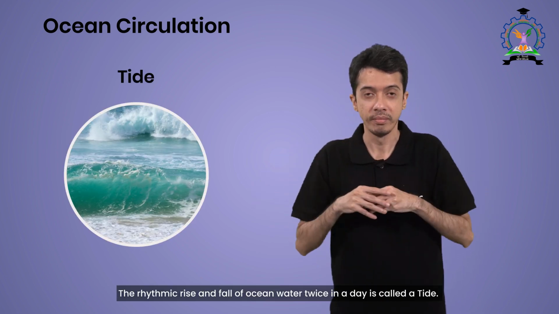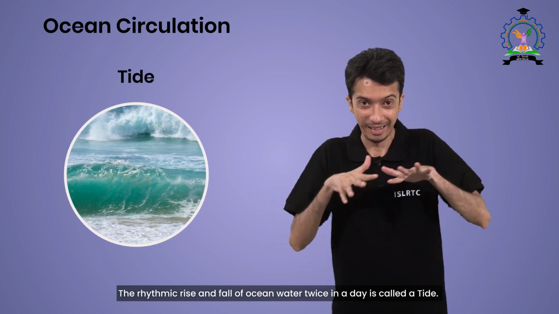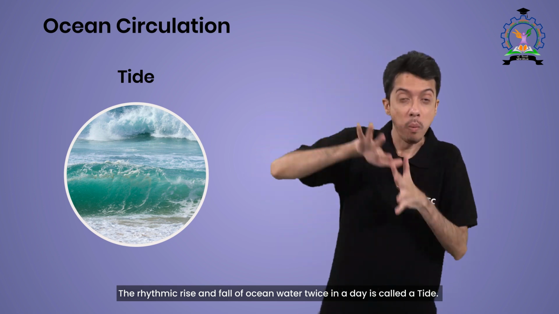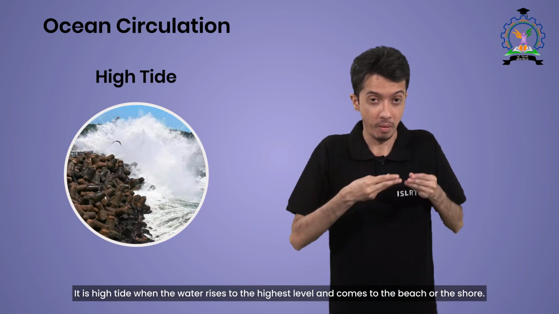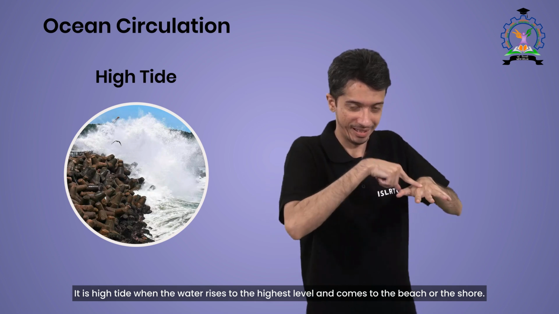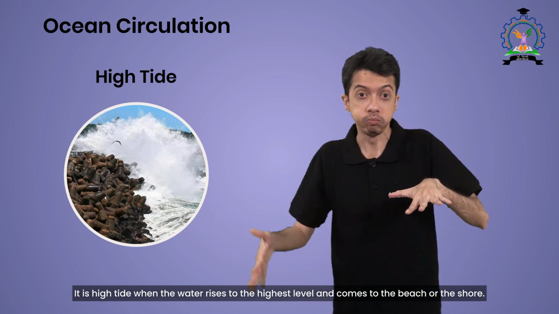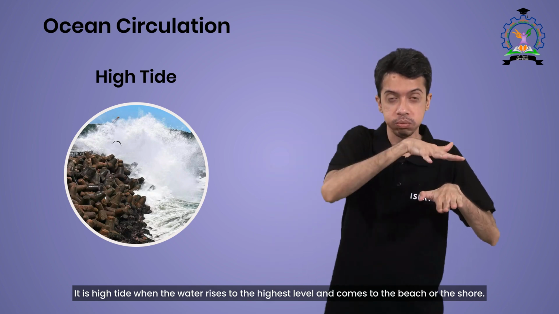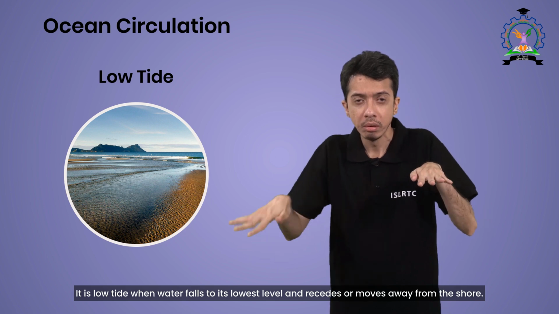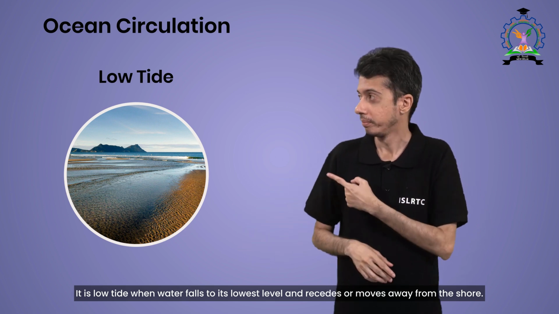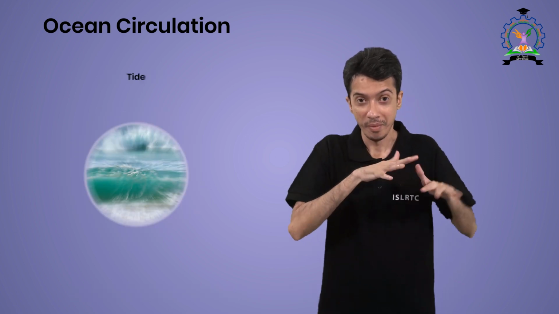Tides. The rhythmic rise and fall of ocean water twice in a day is called a tide. It is high tide when the water rises to the highest level and comes to the beach or the shore. It is low tide when water falls to its lowest level and recedes or moves away from the shore.